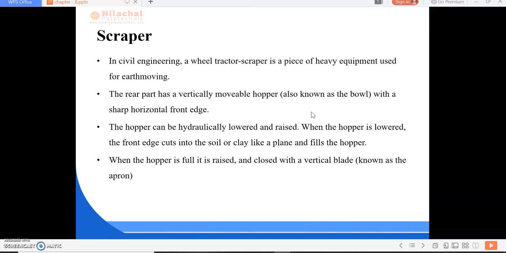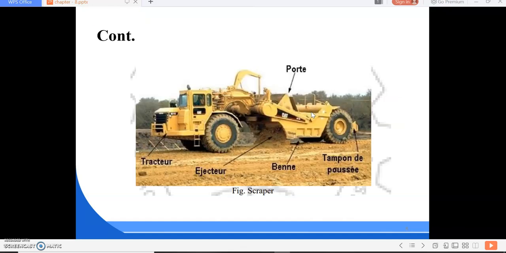When the hopper is lowered, the front edge cuts into the soil or clay like a plane and fills the hopper. When the hopper is full, it is raised and closed with a vertical blade that is known as the apron. Okay. Here we can see the image of scraper. It is used for digging, conveying, dumping, cleaning, etc.